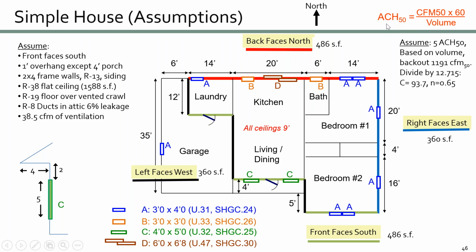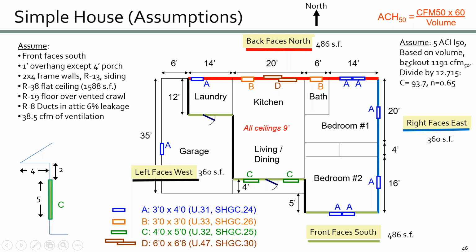So I decided to assume that this is built to code today. So I'm going to go with a 5 ACH 50. I know the volume, I know 60. I can back out the CFM 50, and the answer is almost 1200. I can't read, I think it's 1191.